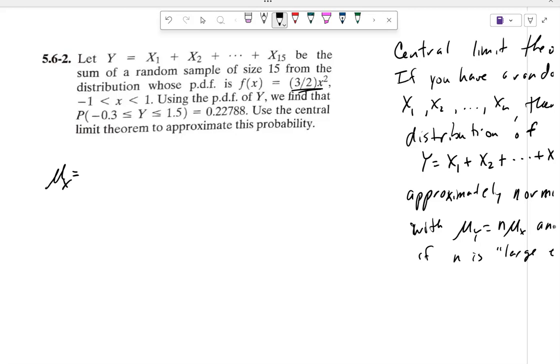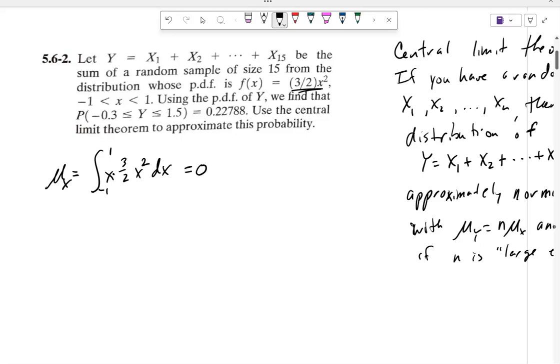Say it again. Yeah, expected value of x, good. So we'll do the integral from -1 to 1 of 3/2 x squared dx. Any guesses what the 3/2 x... x times 3/2 x squared. That would be the expected value of this. Without doing any work, any guesses on what this answer is going to be? Yeah, it's going to be 0, isn't it?